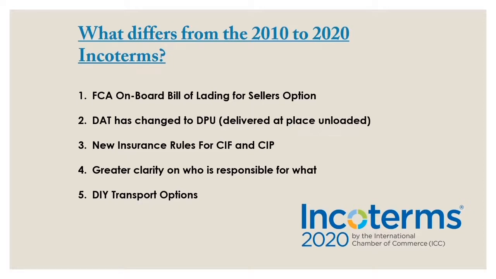So, what are the main changes in Incoterms 2020 and 2010? First is FCA on-board bill of lading for seller's option. It means in the Incoterms 2010 rules, who was responsible for the on-board bill of lading was not defined and had to be clarified in the contract if the FCA option was chosen. As this leads to confusion, the new 2020 rules make it clear the buyer should instruct the carrier or its agent to release the bill of lading on the seller's behalf.